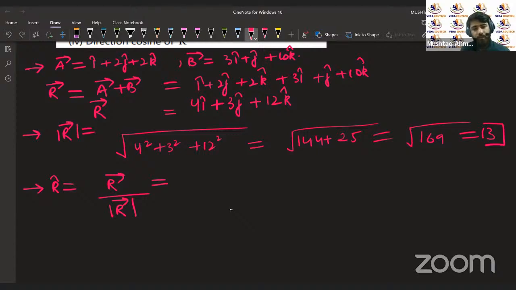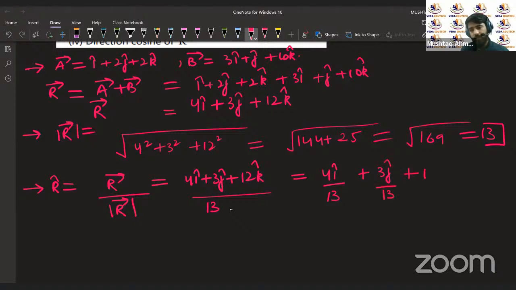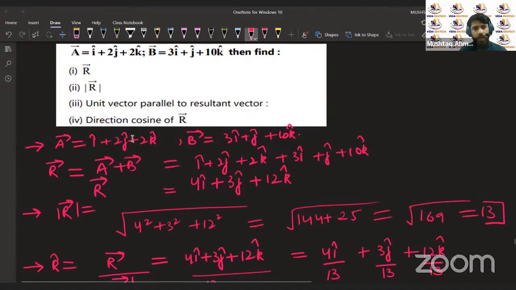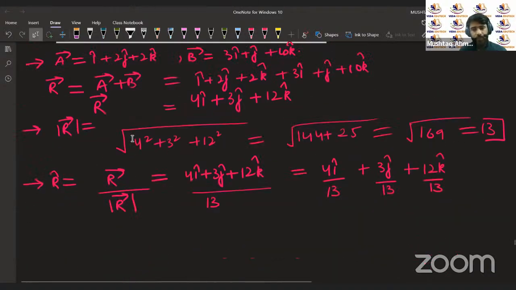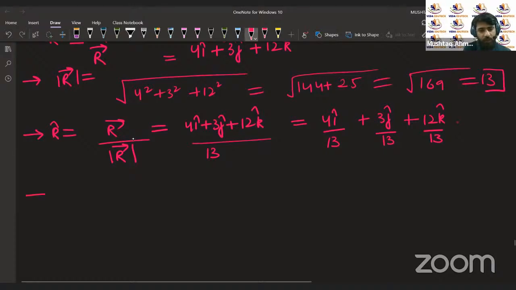And our r vector is 4i cap plus 3j cap plus 12k cap upon the mod of r, that's 30. So this will be the unit vector along the resultant vector. So this is the unit vector along the a plus b vector. And direction cosines of r vector.